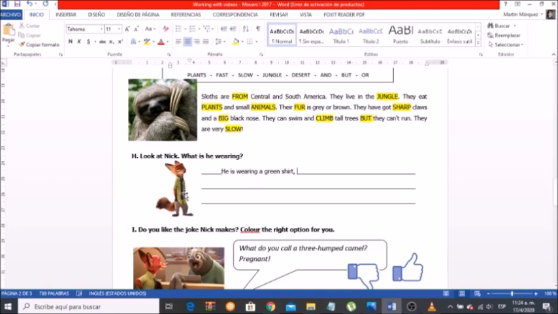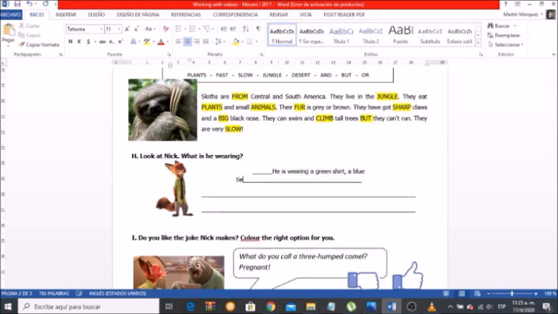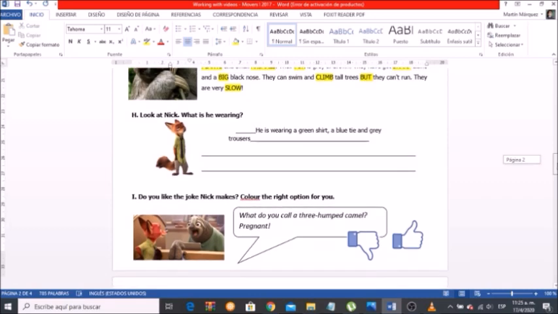What else? What is this? La corbata. And how do you say that in English? Tie. A tie. Y quizá no se ve muy bien acá, pero si se acuerdan el video, era azul esa corbata. So, a blue tie. And what are these? Trousers. Very good. And gray trousers. So he's wearing a green shirt, a blue tie, and gray trousers. Very good. Okay, so now let's do the last exercise of the handout.